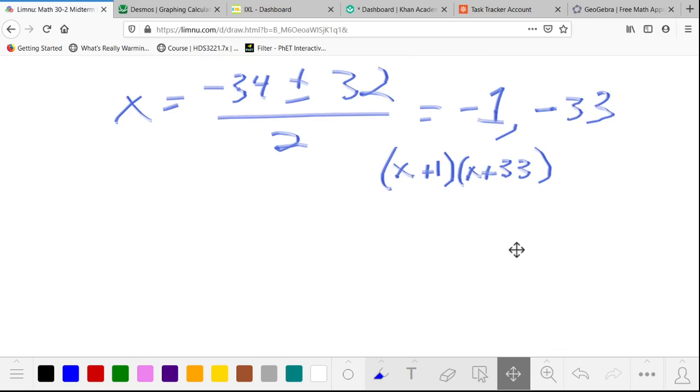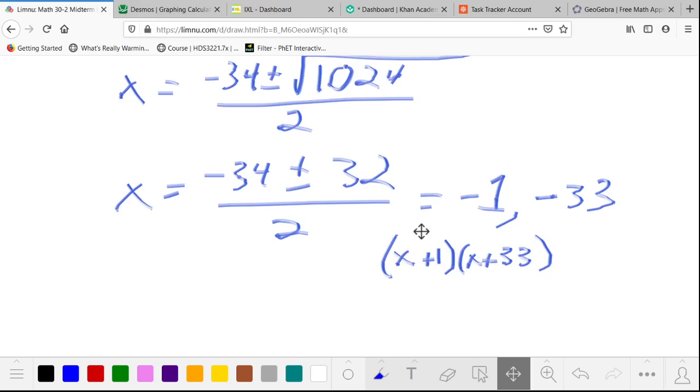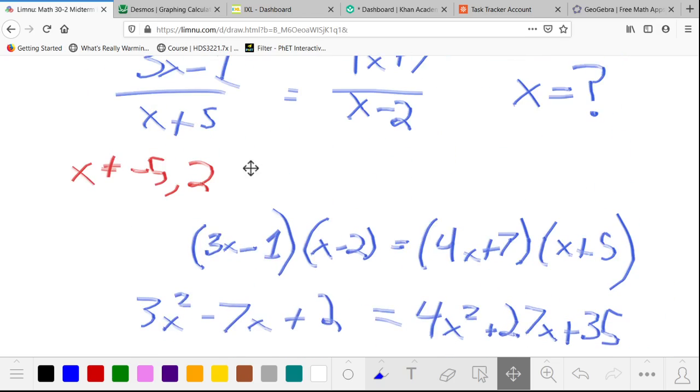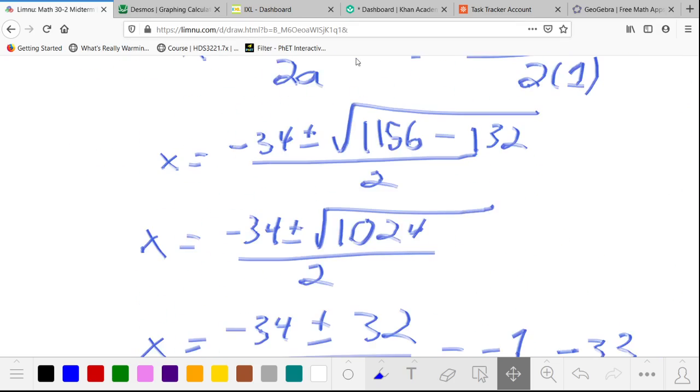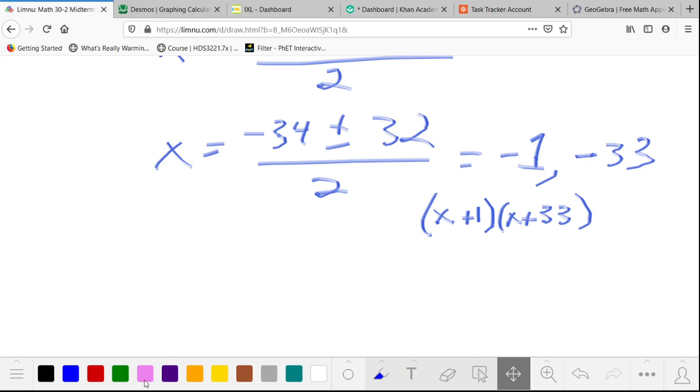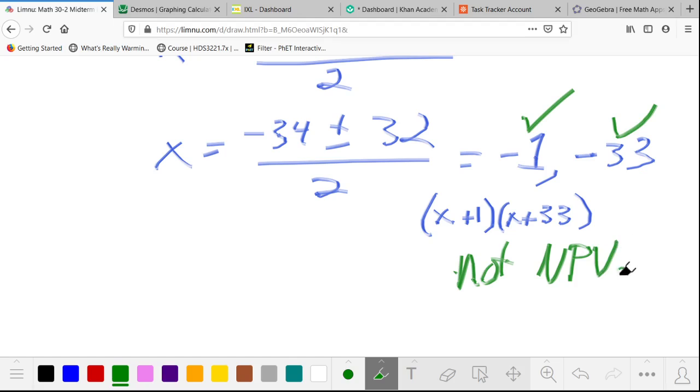All right. So this is how we do that. Now, one final step, we come back and check against our NPVs. So we have negative 5 and 2. So these both check out. Those are not on the NPV list. So if we had a negative 2 or a negative 1 on our list of non-permissible values, this negative 1 would have to be rejected.